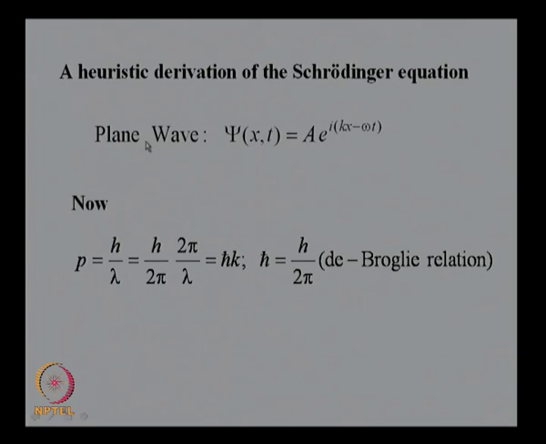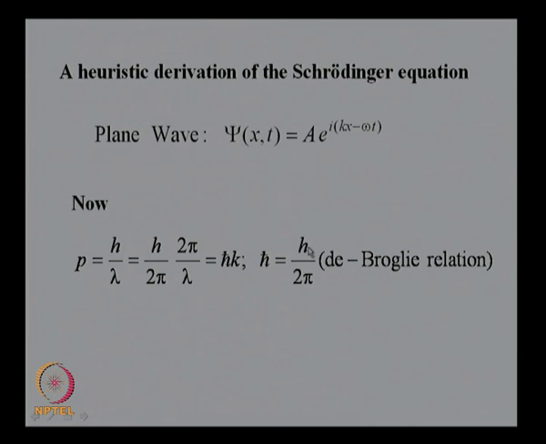So I write a plane wave propagating in the plus x direction as A times e to the power of i(kx minus omega t). Now p is equal to, this is the de Broglie relation, h by lambda. So I multiply by 2 pi and divide by 2 pi. So this quantity is h cross and this quantity is the wave vector k.